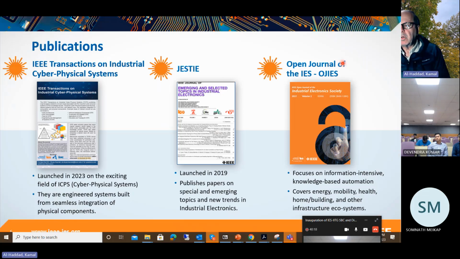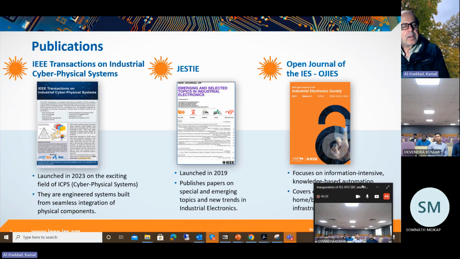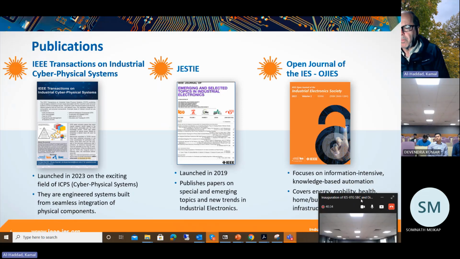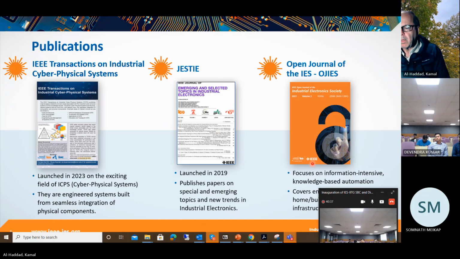We also have the Open Journal of the IES. The Open Journal means it's a journal where you have to pay, I think $1,850, to publish the article, and this article will be open to everyone to see, whether you are an IEEE member or a non-IEEE member.